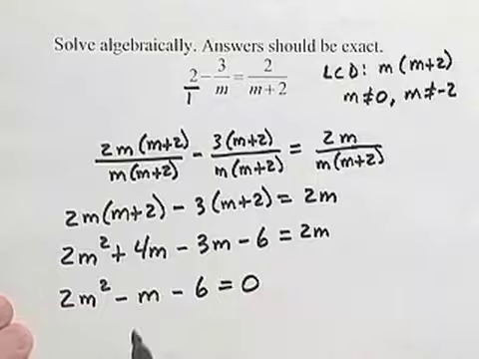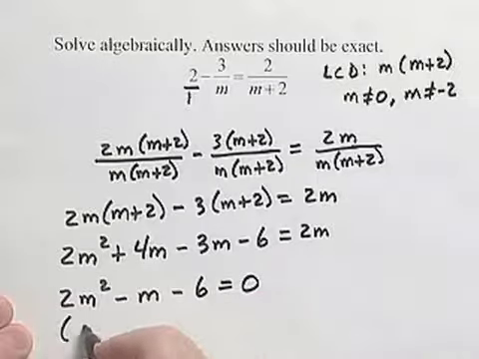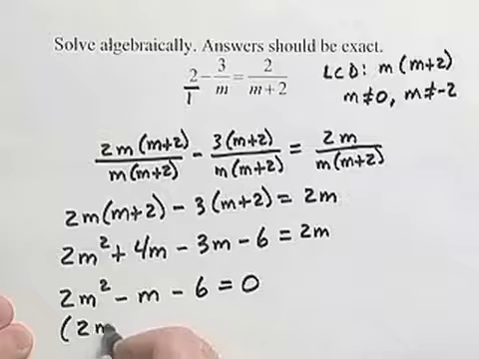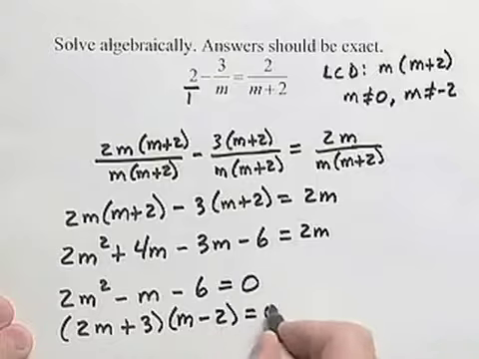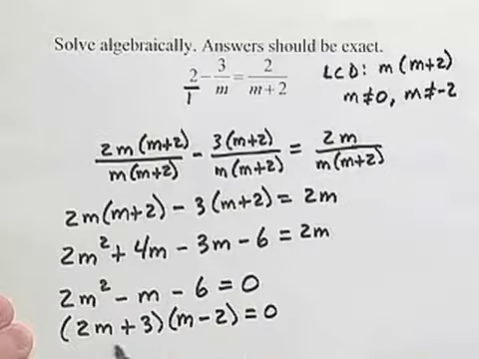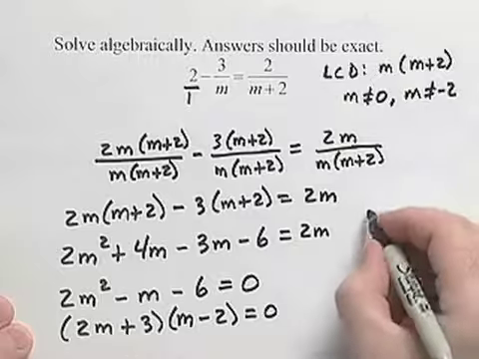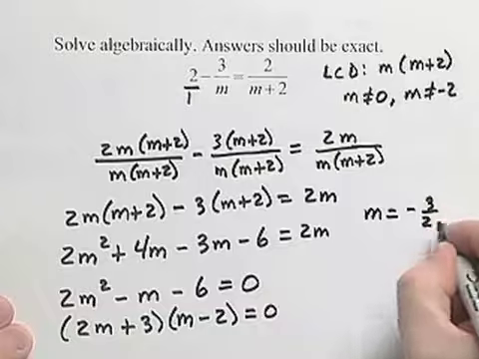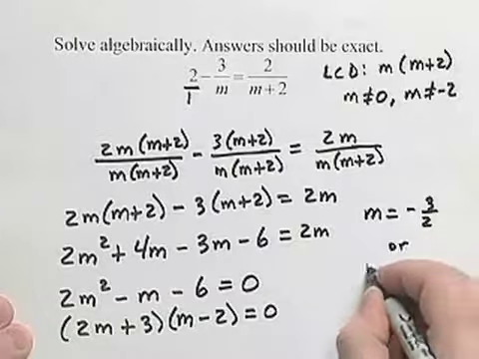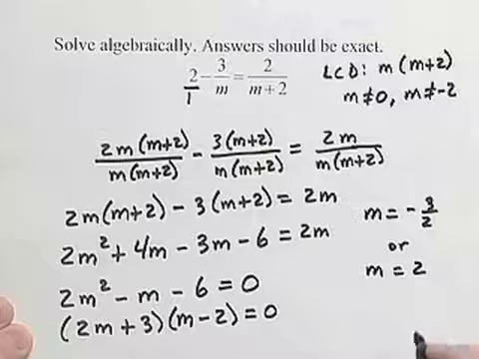We have a quadratic equation. We want to try to factor that, and we can factor this as 2m plus 3 times m minus 2, and that's equal to 0. If we set each factor equal to 0 and solve those linear equations, we'll get that m equals negative 3 halves, or m is equal to 2.